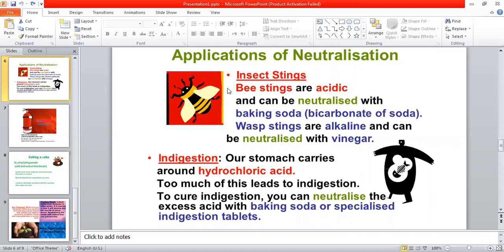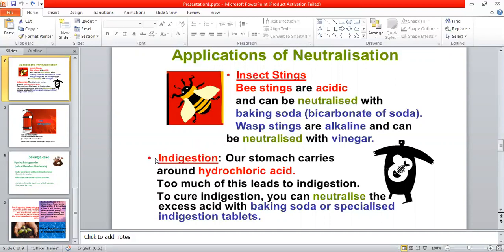There is another kind of sting, which is a wasp sting. A wasp sting is alkaline. Since it is alkaline, it means that I neutralize it using an acid. Very good. Okay. So what is the weak acid that we can find easily at our houses? Of course, it is vinegar. And you know the scientific name of vinegar is ethanoic acid.